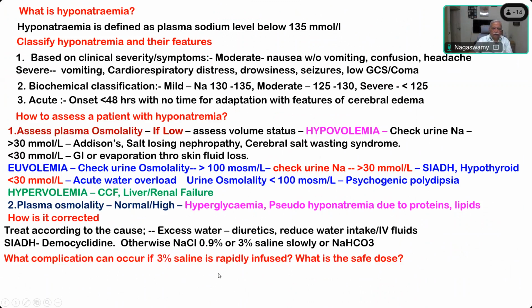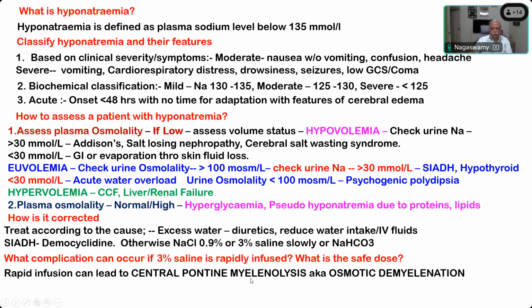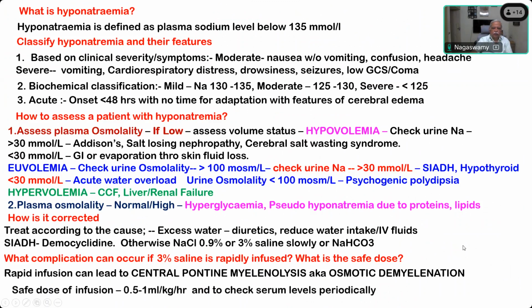The complication I already said is central pontine myelinolysis, also known as osmotic demyelination. The safe rate is 0.5 to 1 ml per kg per hour, and check serum sodium levels periodically. Do not increase the sodium level by more than 10 millimoles in 24 hours. It is the dictum to prevent this complication. Maximum you can give is 10 millimoles per 24 hours.